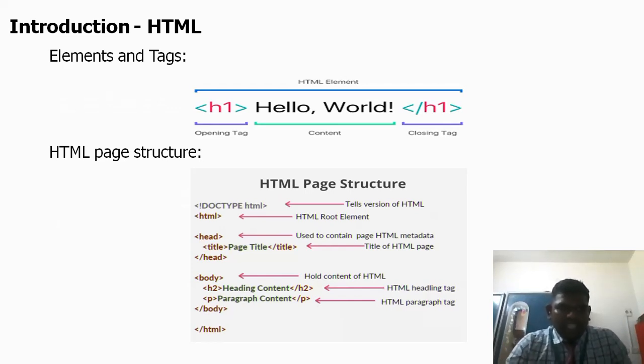So the basic HTML structure, you understand. For example, HTML tag, head tag, then title tag, then close your head tag, then open your body tag, and write the body content, then close your body tag, then finally close your HTML tag. This is the basic structure.